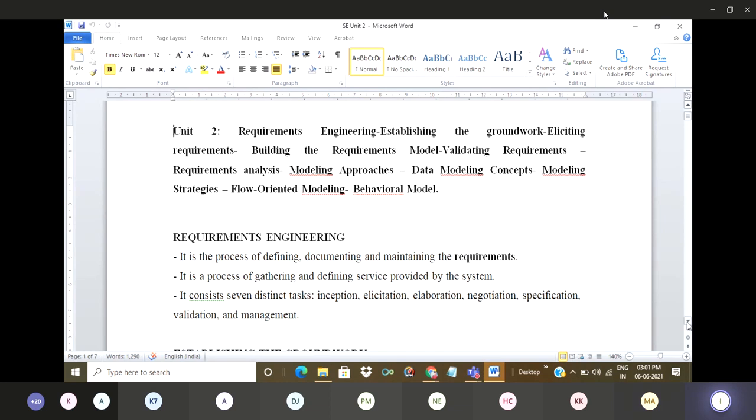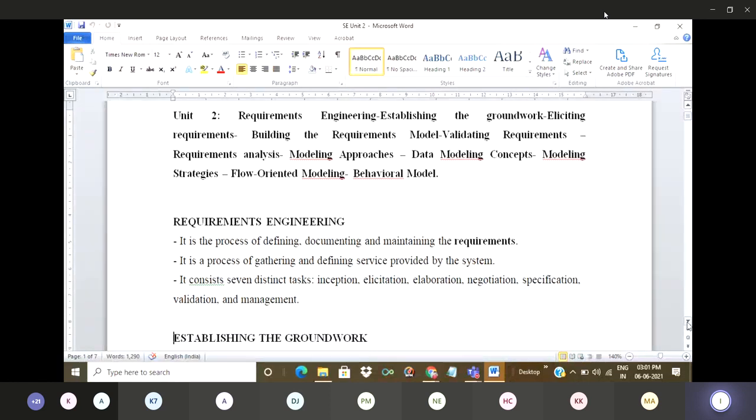And we have seen yesterday, I have clearly explained these topics. One is requirement engineering. Second is establishing the groundwork. Third is eliciting requirements. Fourth is building the requirements model, and validating requirements. We explained all these things yesterday and are revising once again.